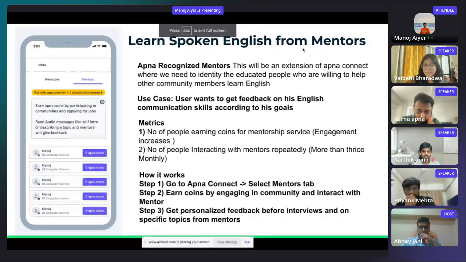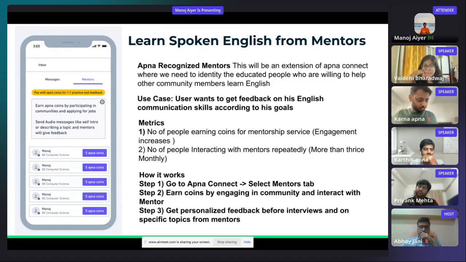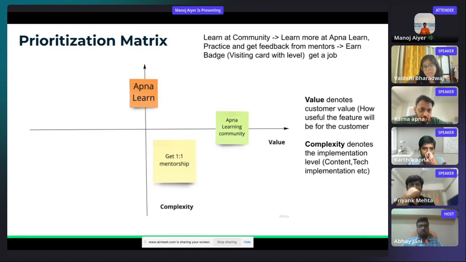So the number of people who are interacting with mentors repeatedly, that is more than thrice monthly, is what I consider good. And they can go to Apna Connect, select the mentor tab. They can earn coins and then interact with the mentor. So how have I prioritized? The journey is you can learn at the community, learn more at Apna Learn, practice and get feedback from a mentor, earn a badge that gets added to the visiting card with level, and get a job.